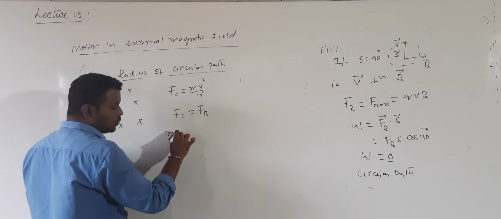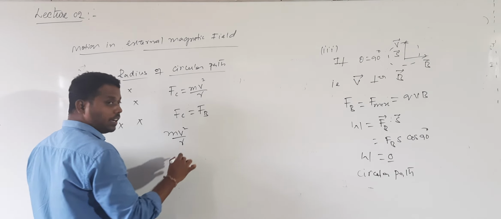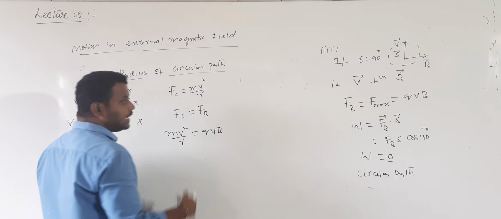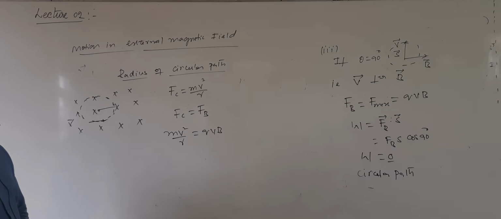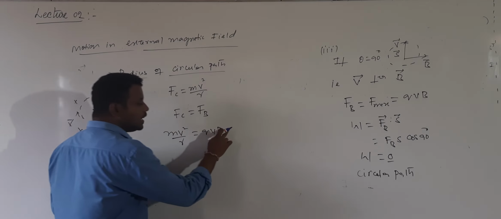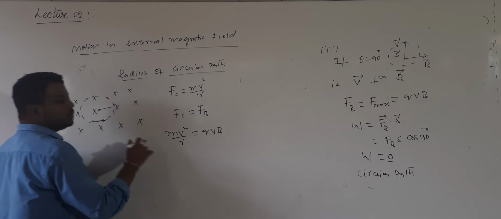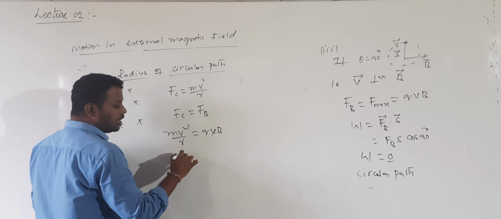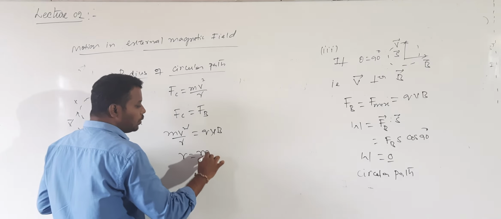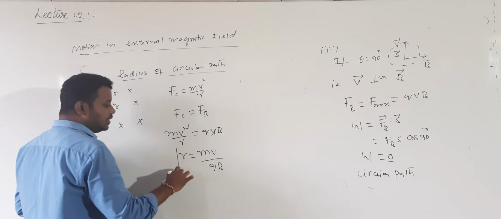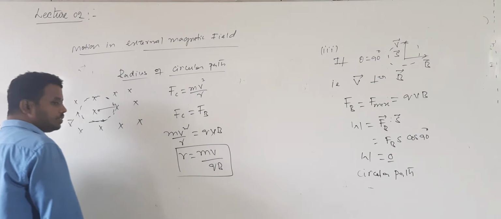What is the centripetal force value? m into v square by r. So what is the magnetic force value? QVB. Will sin theta be there or not? It will not be there. Why? Sin 90 value, because the particle entered perpendicularly. So one v value cancels. What happens to r? R is equal to m into v divided by qB. This is the expression for radius.